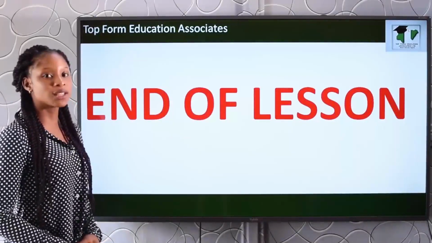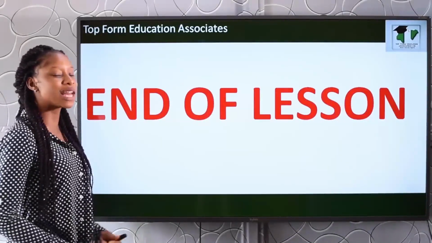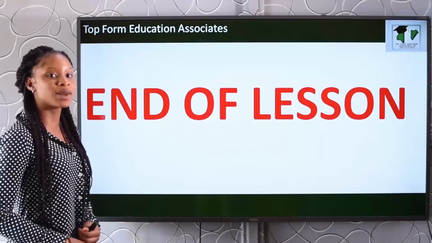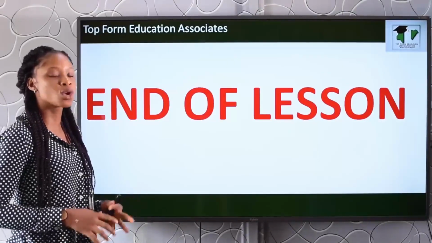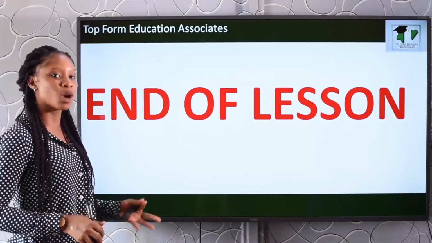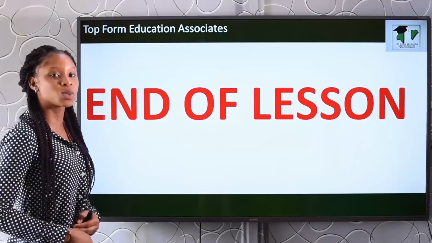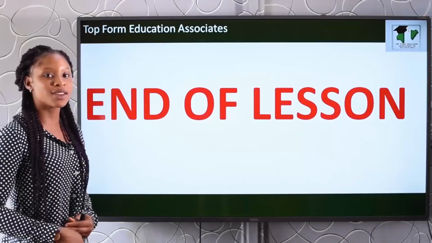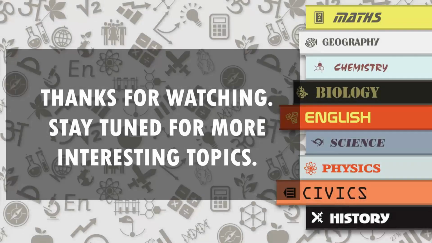So we've come to the end of the lesson for today. We learned a lot about perimeters. We learned about perimeters of plane shapes: triangles, rectangles, trapeziums, and parallelograms. Please do well to go back and revise what we've learned. Till we meet in the next class. Thank you very much.